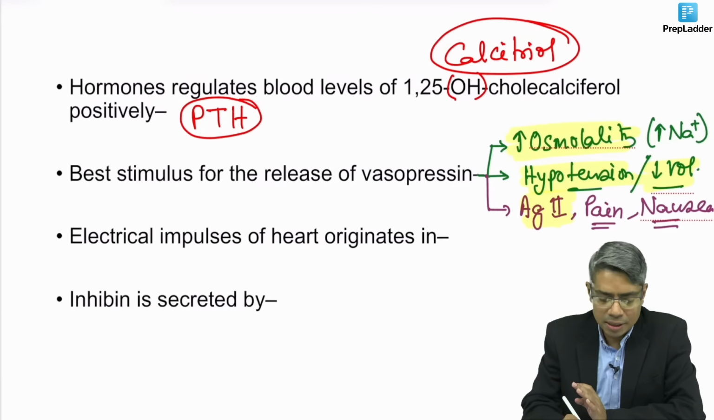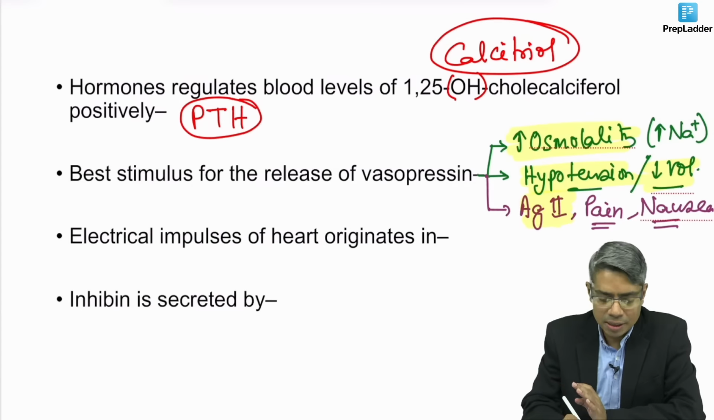Next one. Electrical impulse in the heart originates from, so obviously all of you know the answer, SA node is the answer. Then the next one: inhibin is secreted by. This is a very important thing which you have to remember. So, inhibin is secreted by, what will be the answer? Forget SA node, that is done, everyone knows that. So, inhibin is secreted by, okay, in case of male and in case of female.